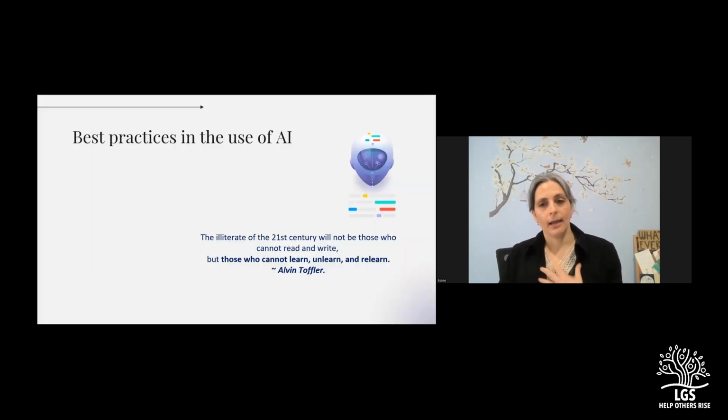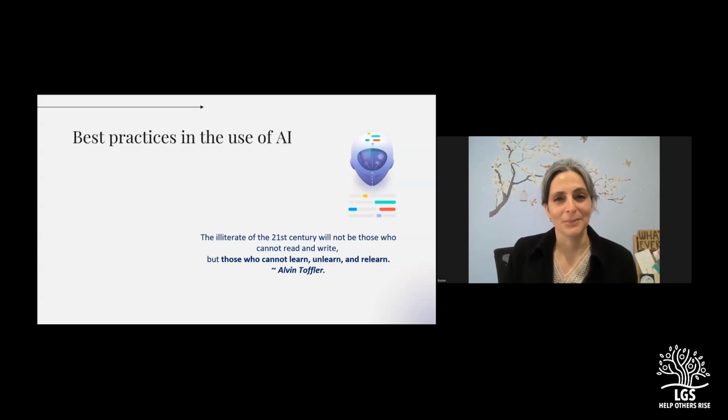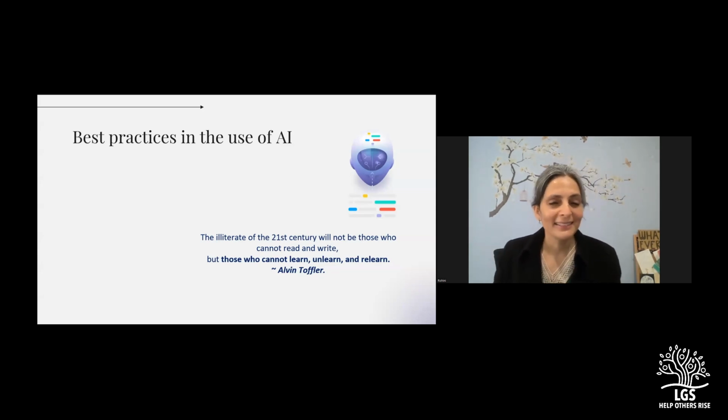I said that I'll touch base on some of the best practices in the use of AI. This is a quote from Alvin Toffler that I really like. As I was looking at the past Marvelous Medicine podcasts, one thing that really shot out was that everybody is in that zone of learning and wanting to see how we can best move ahead.